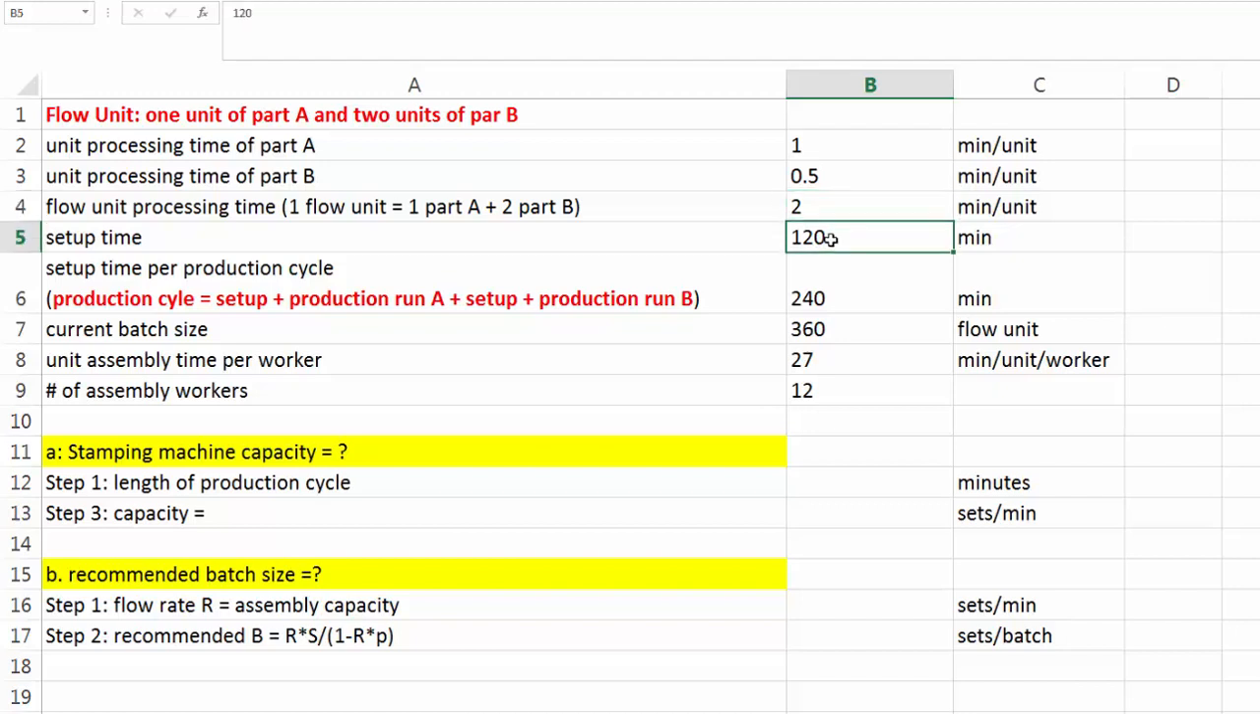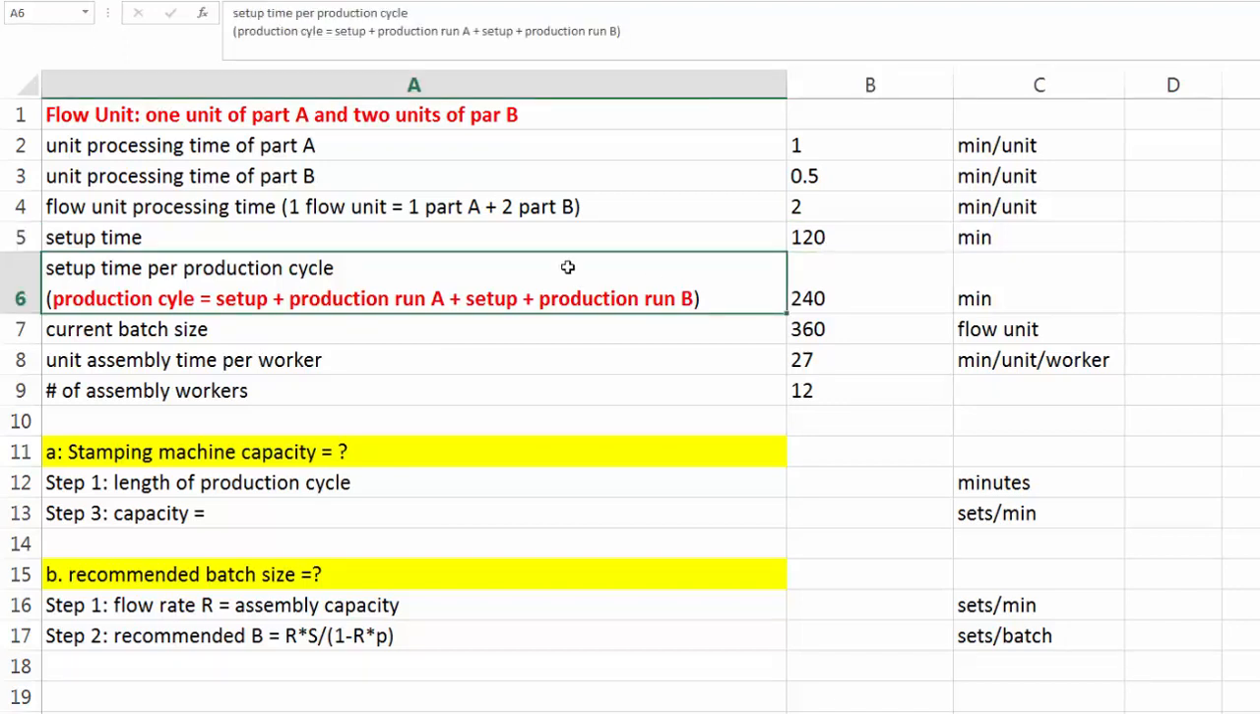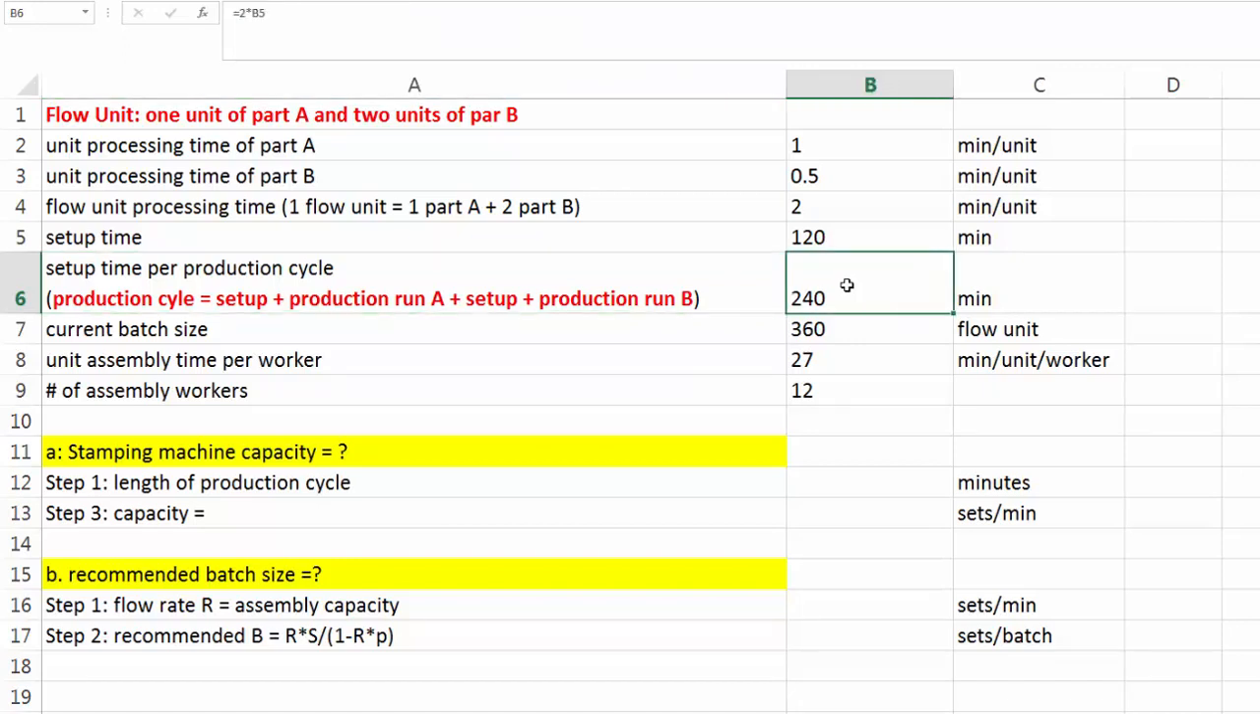Setup time is 120 minutes. But we have to be very careful. The setup time per production cycle is actually 240 minutes. In this process, the production cycle looks like this. Setup, production run for part A, setup again, and production run for part B. As a result, we have two setups in one production cycle. So setup time per production cycle is 240 minutes.